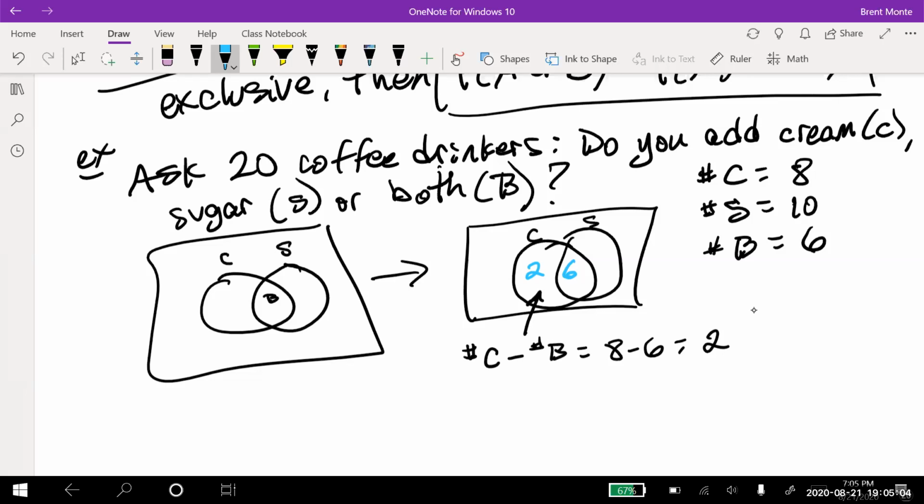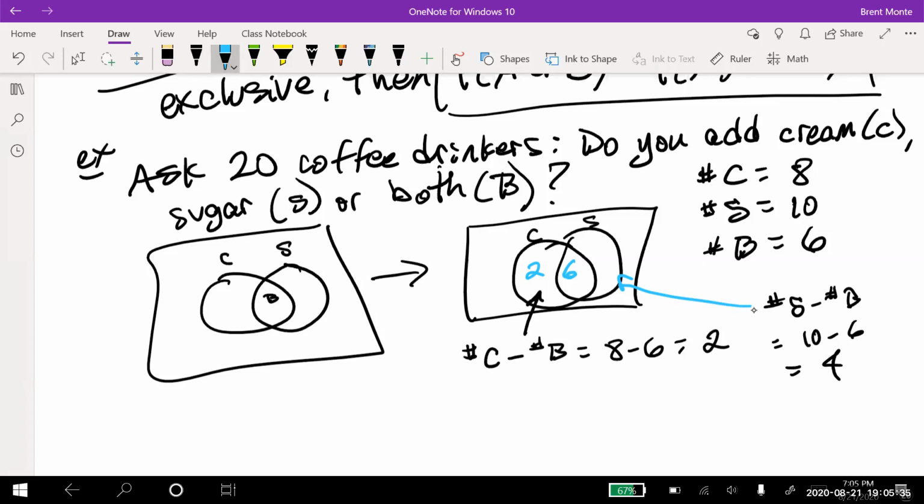Now, similarly, what's going to go in that part of the sugar circle that's not the 6? Well, they have to add up to 10. So you may just say in your head, oh, that has to be 4, which is exactly right. So what goes in there? Well, it's all the people that add sugar to their coffee, minus the ones that add both. In this case, it's going to be 10 minus 6, which was that 4 we talked about.